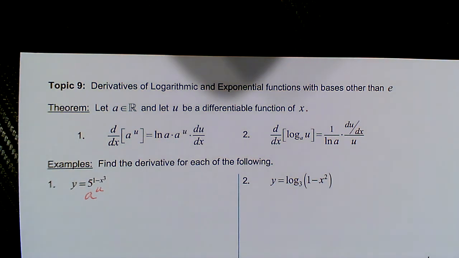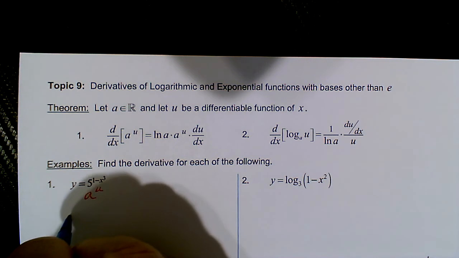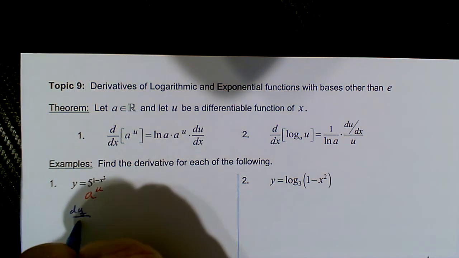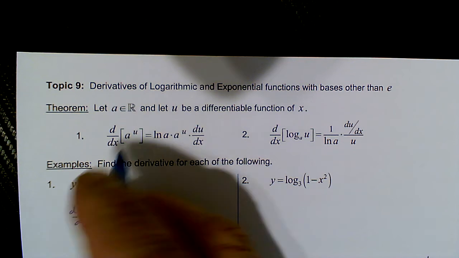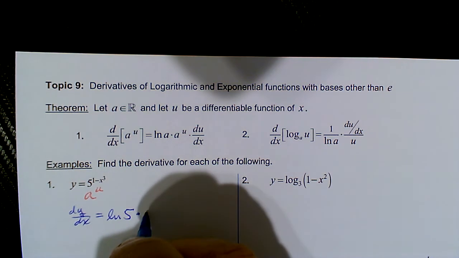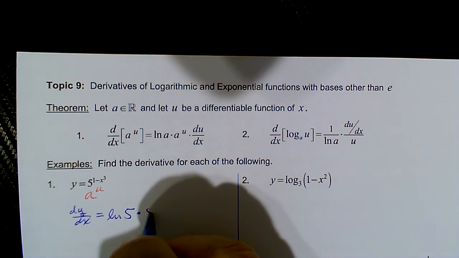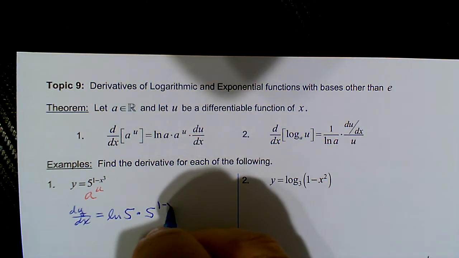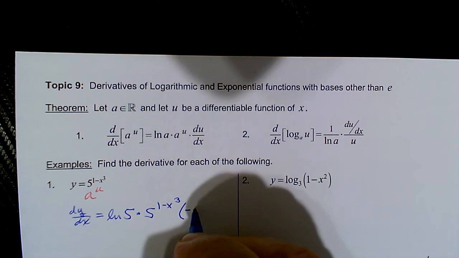This particular one fits the form for a to the u, and it's just a basic application of the formula. dy dx would be, just follow the formula. The natural log of a in this case is 5, so the natural log of 5 times, and then the rest of it is just like differentiating e to the u. That is, recopy 5 to the 1 minus x cubed, and then the derivative of the power on the base, and that would be minus 3x squared.